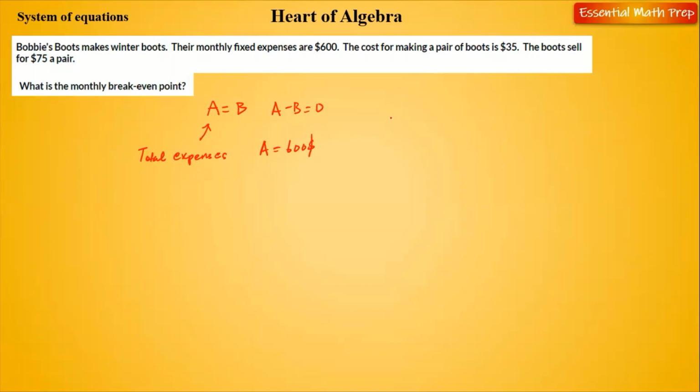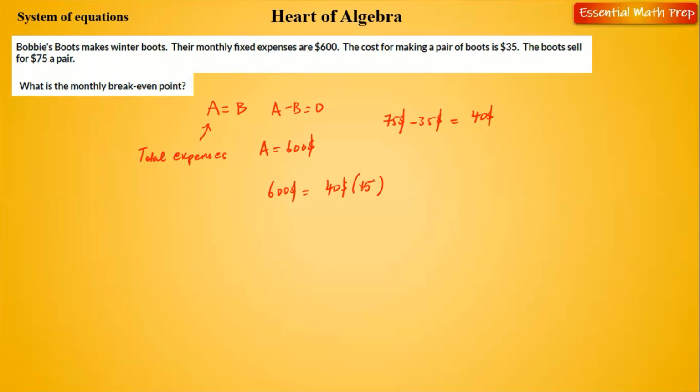So what is the profit per pair of boots? $75 minus $35 is $40, right? So if A equals B, that is $600 equals $40, the profit for a pair of boots. How many boots do they have to sell to match the expense so that they break even at the end of the month? That means they have to sell 15, I think?